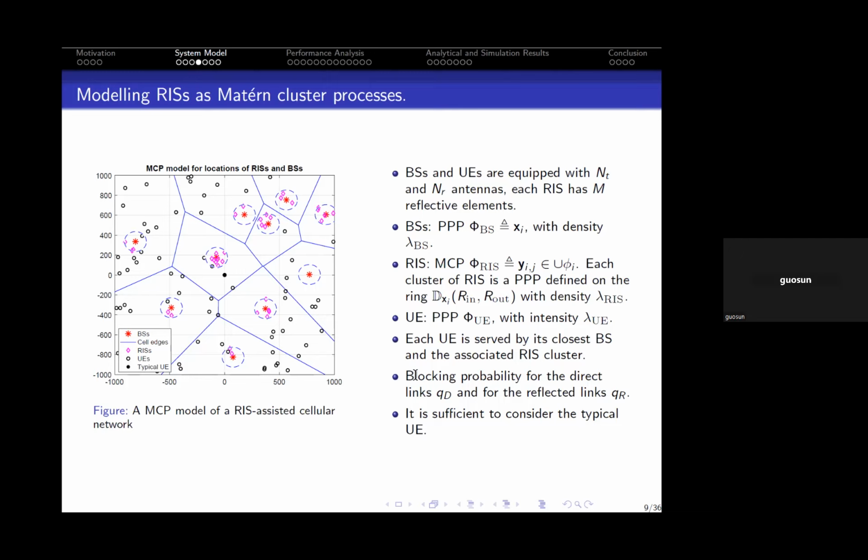Then we assume each user is served by its closest base station. And this allows us to only analyze one user, because this is the typical user, and the other users perhaps follow the same ergodic characteristics. Then we model the blocking probability for the direct link as QD, and for the reflecting link QR. We say it's either blocked or not blocked. It's a binary case.